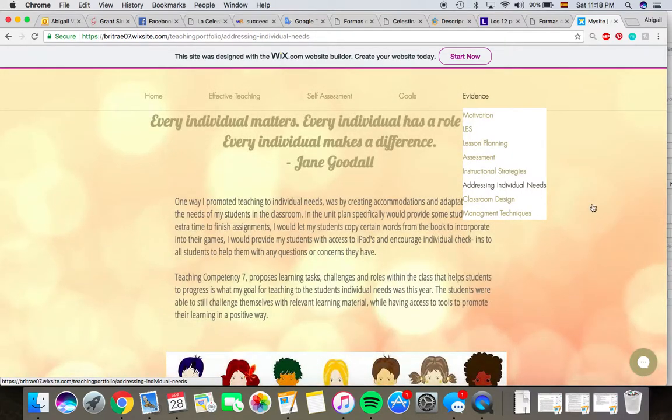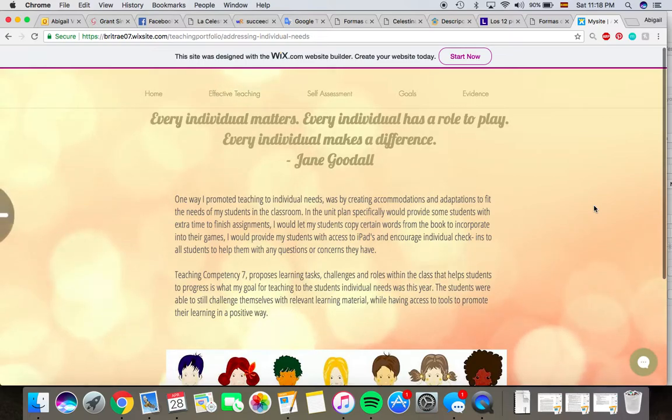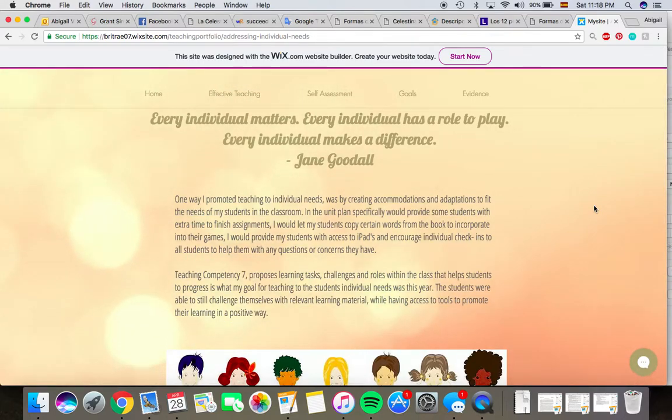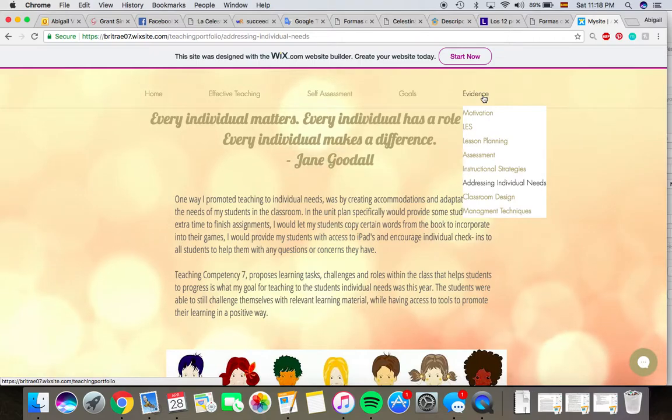And addressing individual needs. One way I did this basically was through my accommodations and adaptations to fit the lesson plans that I was doing. So I would have them use the iPads at the iPad station. I would have them take extra time on their work, take it home for the weekend if they needed to. They could use words from their books, their picture books, to incorporate on their board games. And they could use some pictures to kind of get an idea to incorporate on their board games. And then they could do individual check-ins with me along the way and ask me questions. And it was really nice because it allowed for bonds between us to happen as well.